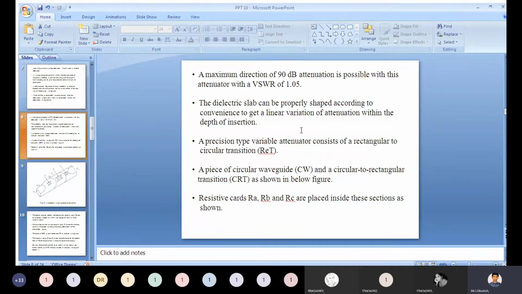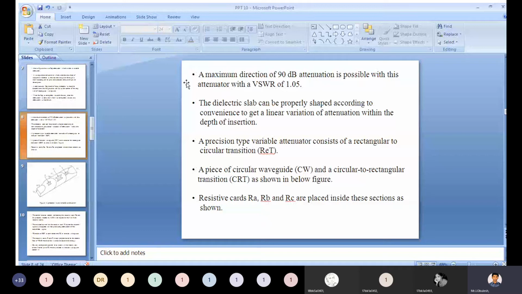So a precision type variable attenuator consists of a rectangular to circular transition, which you need to represent as RCT. Then a piece of a circular waveguide CW, and a circular to rectangular transition, which you represent as CRT, as shown in the below figure.